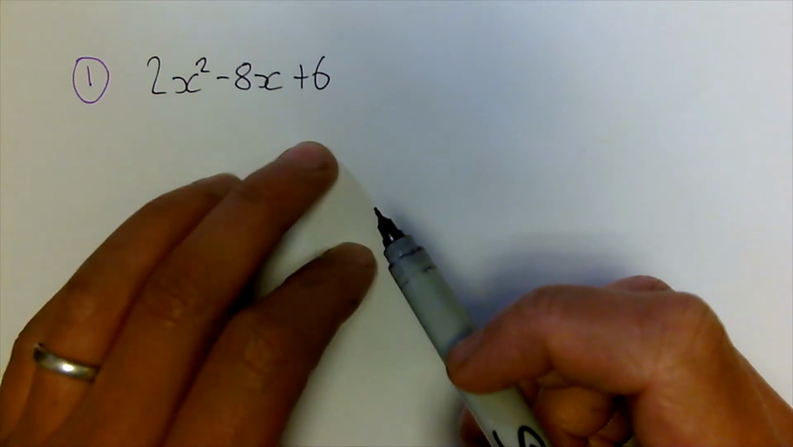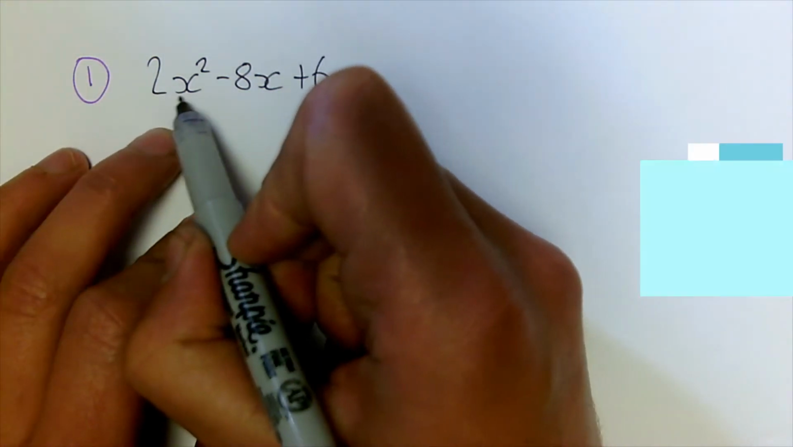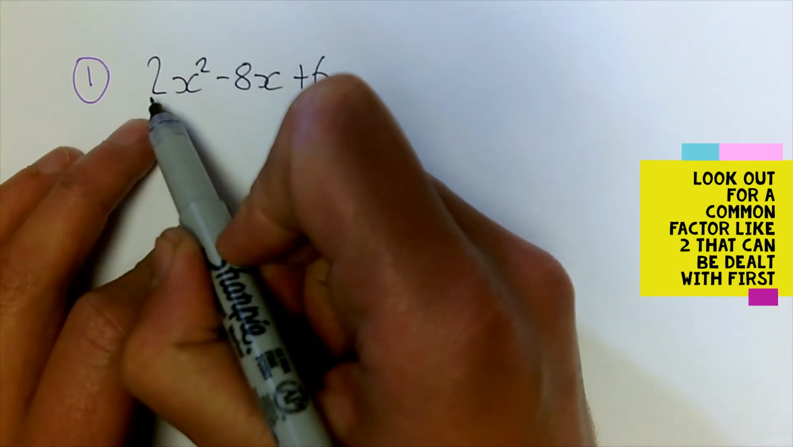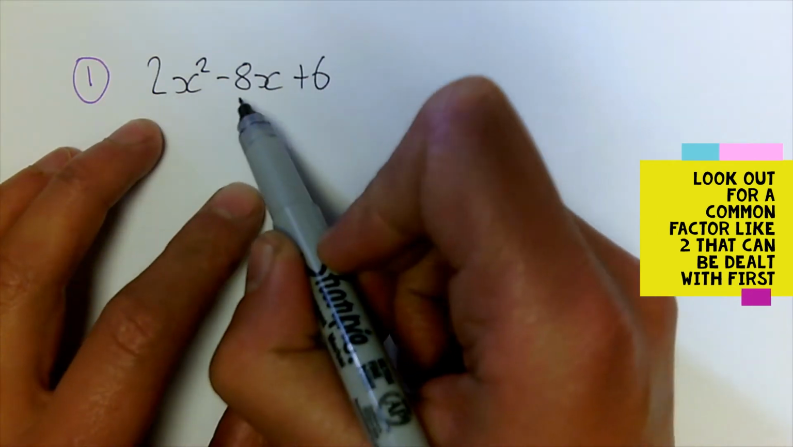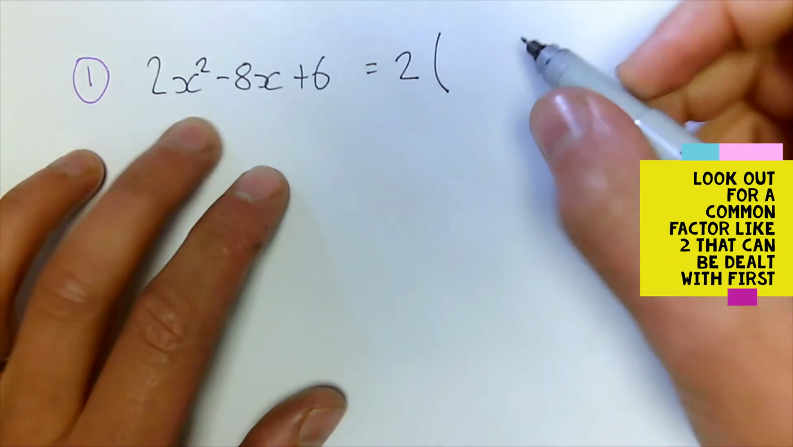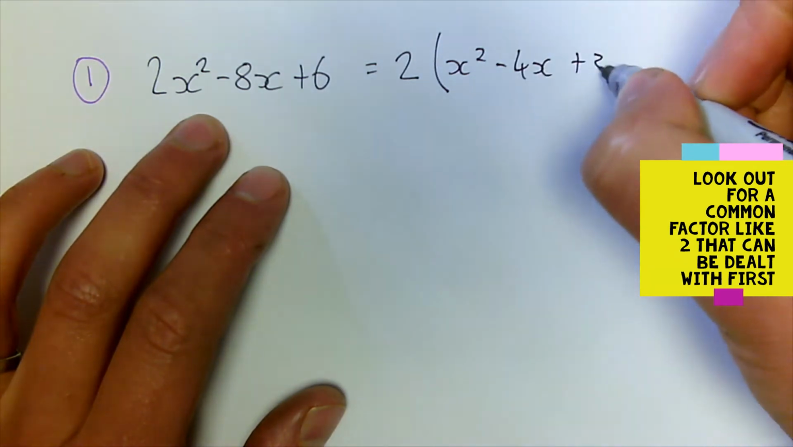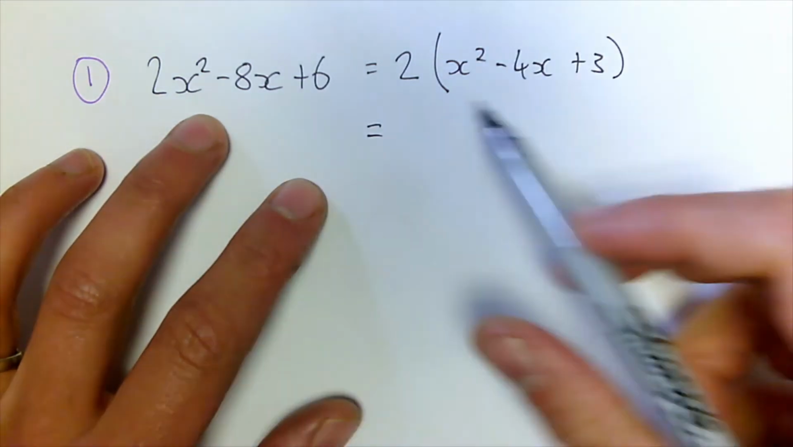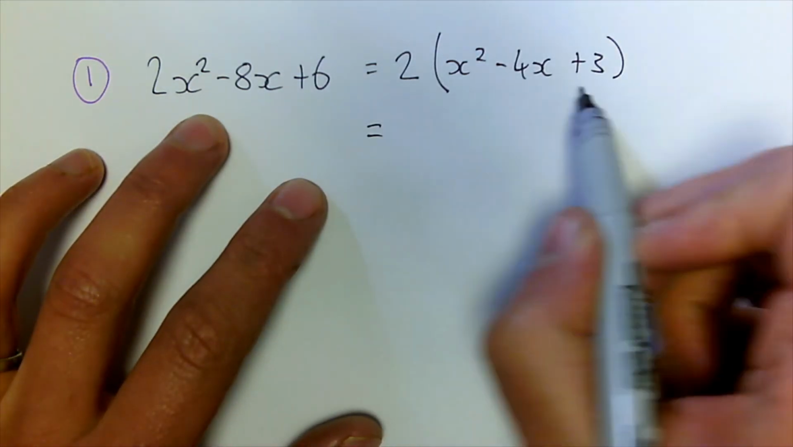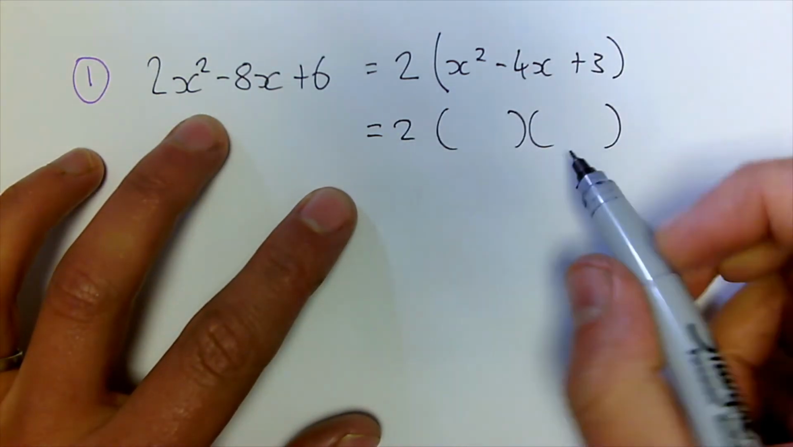Here we have a quadratic or a trinomial that has a coefficient of x squared that isn't 1. But notice that 2 is a factor of all 3 terms. So if we take 2 out as a factor, we're left with x squared minus 4x plus 3. Now this bit here in the brackets can be factorised straight away into a pair of brackets like this.